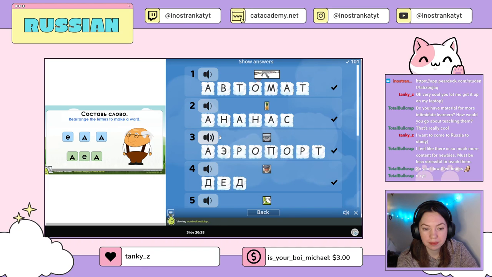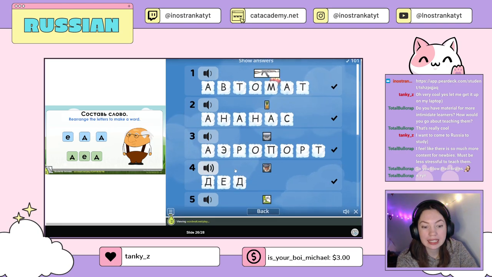Next one. Аэропорт. Airport. The final sound or letter is t. So again, consonant, so it is он, masculine gender. Next, диета. The final letter and sound is a consonant, t. So it is a male, so masculine gender.